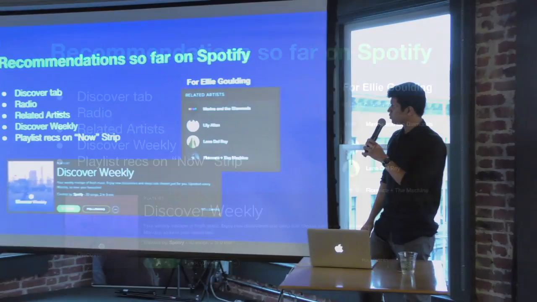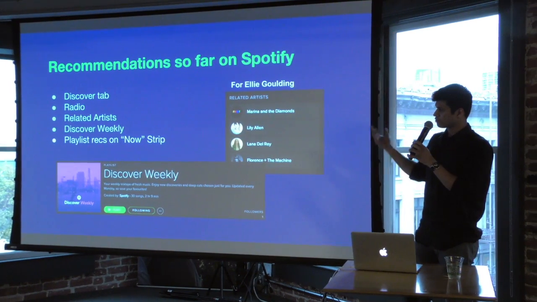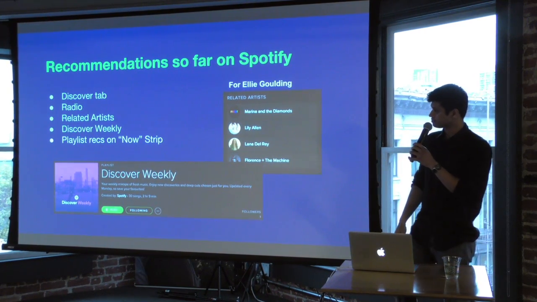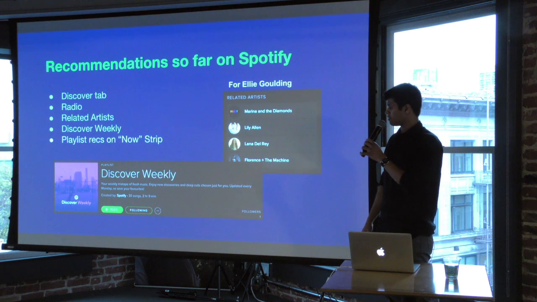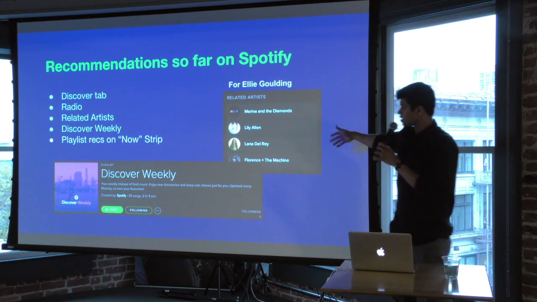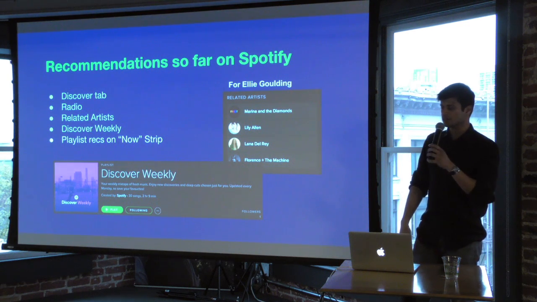Just a quick overview on the kind of recommendations we offer right now. We have the good old Discover tab. It's been around for a while. And we have track, album, and artist recommendations on there. And we have radio. We have related artists, for example, this related artist for Ellie Goulding. And then we have Discover Weekly. This was launched a few weeks ago and has created quite a bit of buzz.